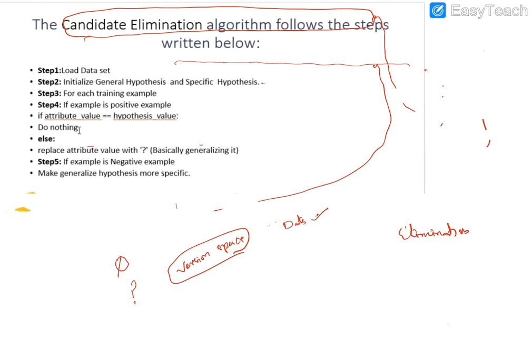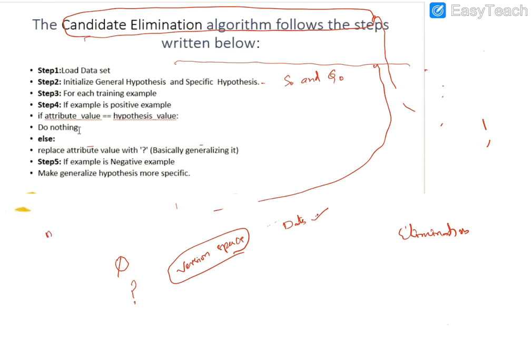So the second step is represented with the help of S0 and G0. And what is step 3? For each training example, if it is a positive example and the attribute value equals the hypothesis value, do nothing. Else replace the attribute with a question mark. If the example is negative, then make the general hypothesis more specific. I will tell you the algorithm steps in a simpler way.